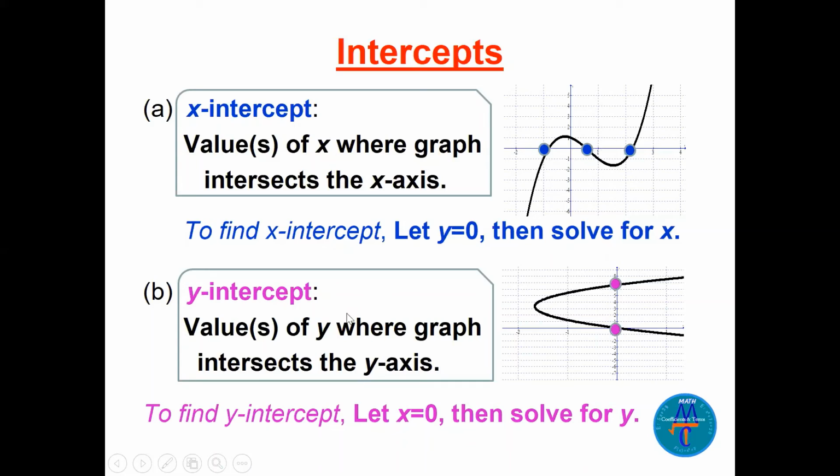Now the y-intercept, same idea here. The y-intercepts are the values of y where the graph intersects the y-axis. See these points. In this case, x is 0. So to find the y-intercept, let x equal 0 and solve for y. Easy to do.